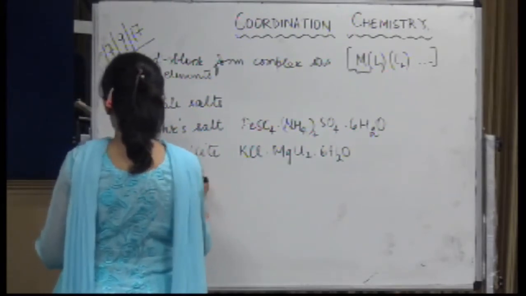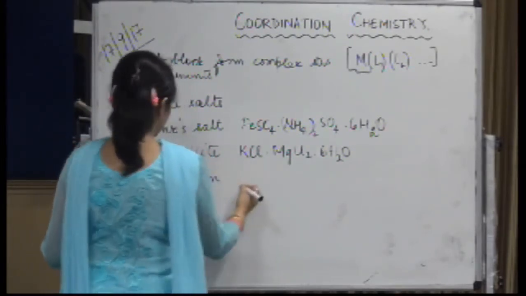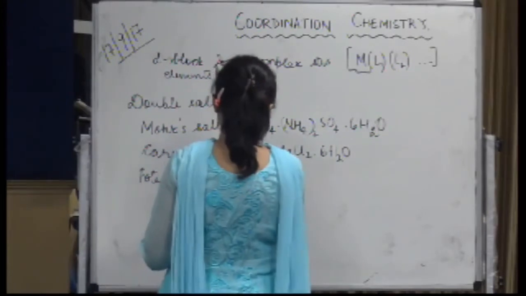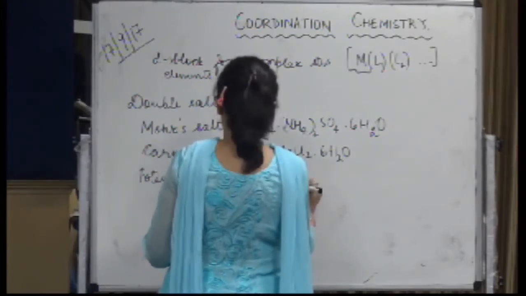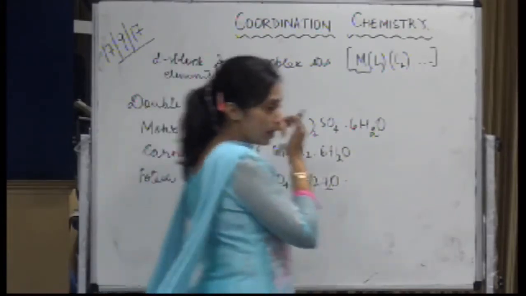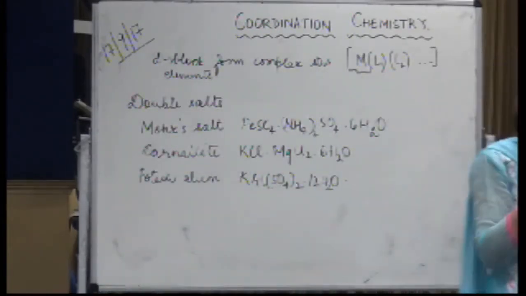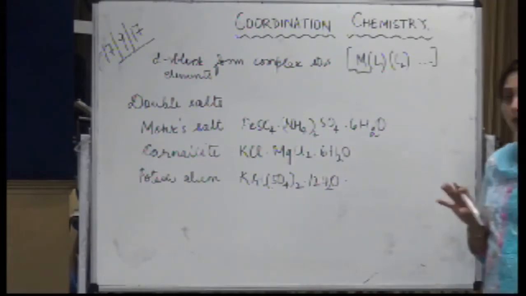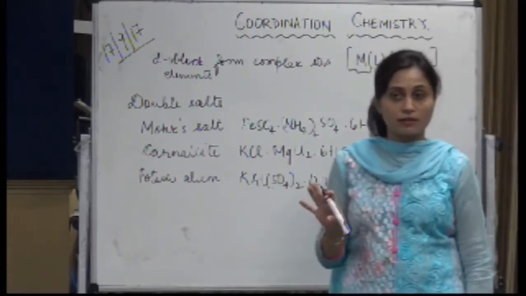These three examples are quoted in your book also, so that is why I just picked them up. Potash alum is KAl(SO4)2.12H2O. Okay, so now how are your double salts different from coordination compounds? Right now I haven't introduced any coordination compounds at all.